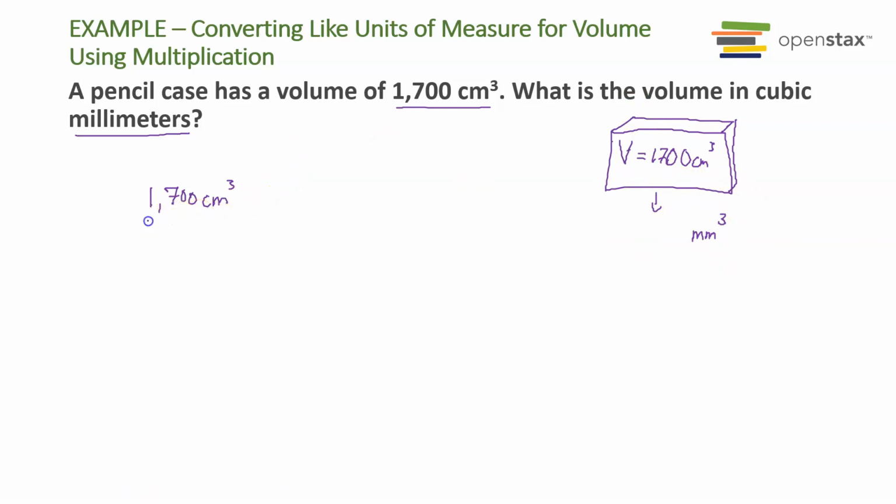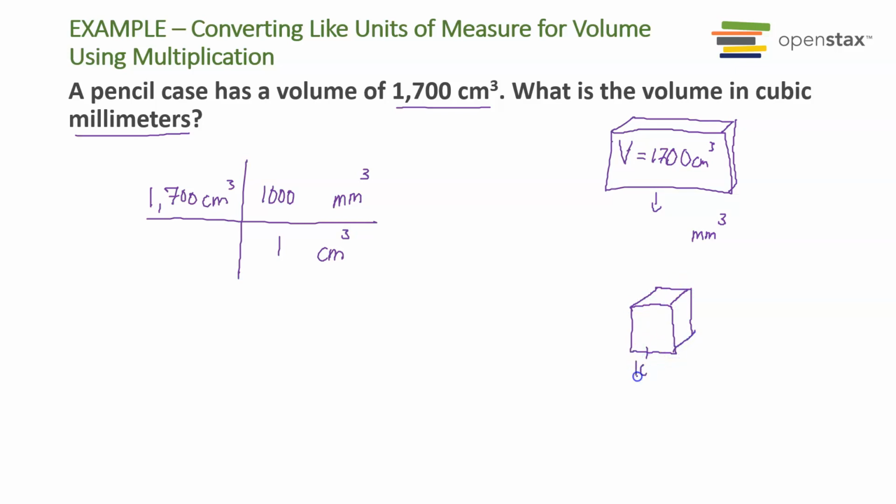So the way we would do this in the table is that we want to get rid of centimeters cubed. We want to end in millimeters cubed, right? And so 1 centimeter cubed is going to have 1,000 millimeters cubed. Well, why is that? Well, go back to your little perfect cube, rather. Okay, and this is 1 centimeter. This is, again, 1 centimeter. And it's a centimeter wide.